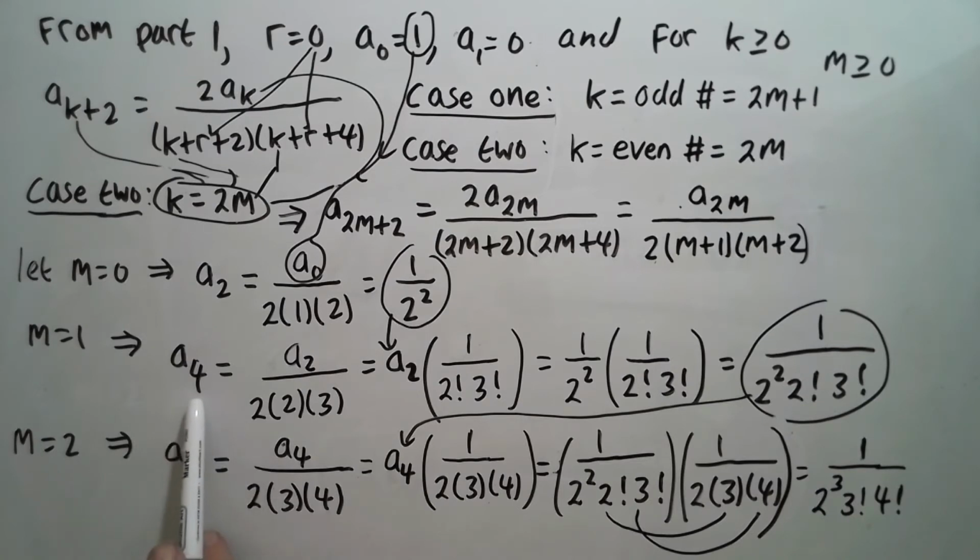If you look at a4, it had a 2 squared, 2 factorial, 3 factorial. a6 had a 2 cubed, 3 factorial, 4 factorial. So you might guess the next one up, a8, would probably be 1 over 2 to the 4th, 4 factorial, 5 factorial. Let's just prove that here. So let's do m equals 3 now.